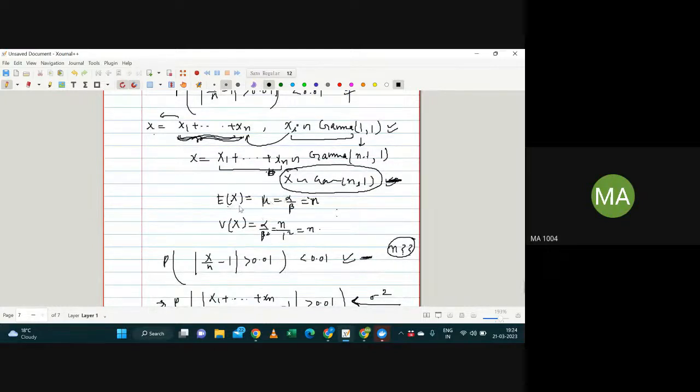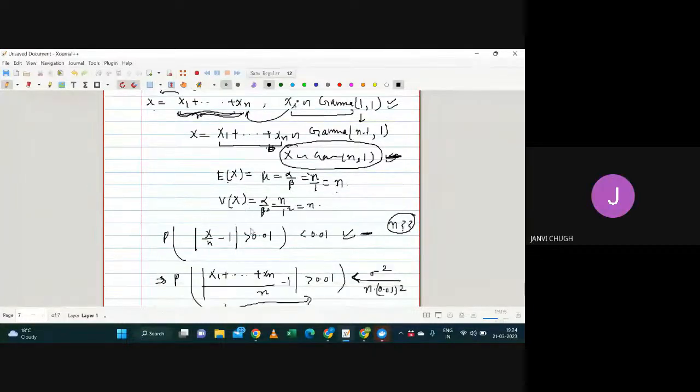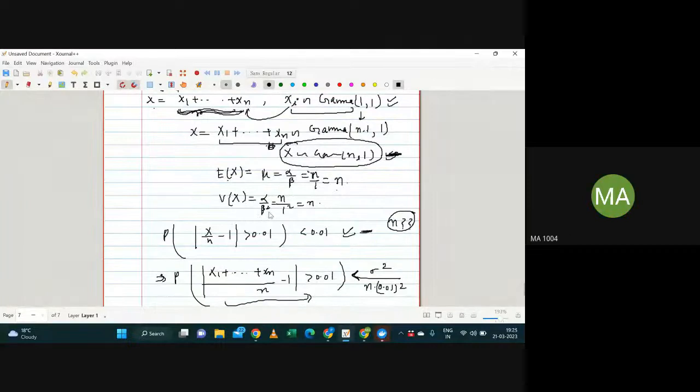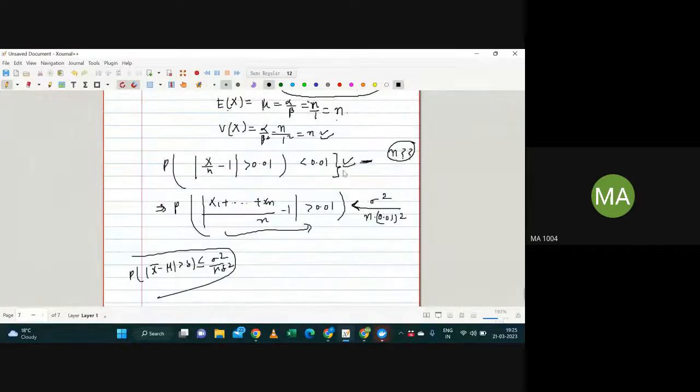What is the expected value of the gamma distribution? Alpha by beta. Alpha by beta means n by 1, that is n, correct? What is the variance of x? Alpha by beta square. So n by 1 square, that is again n, correct? So these things are given to us, and with the help of these things, we have to find out the value of n.